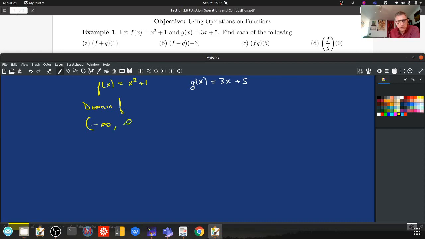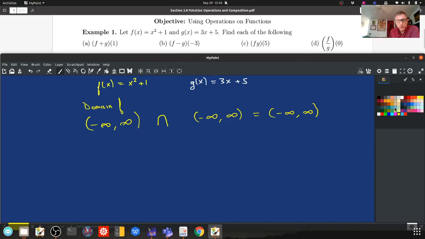There's no restrictions. In the domain of g, this is a linear function, and it's not a vertical line, so the domain of g is also minus infinity to infinity. So if I take their intersection, I just get minus infinity to infinity. So the domain doesn't shrink, it stays the same. When you take the intersection of two sets, the resulting set will always be the same set or a smaller set, in some sense of the word smaller.